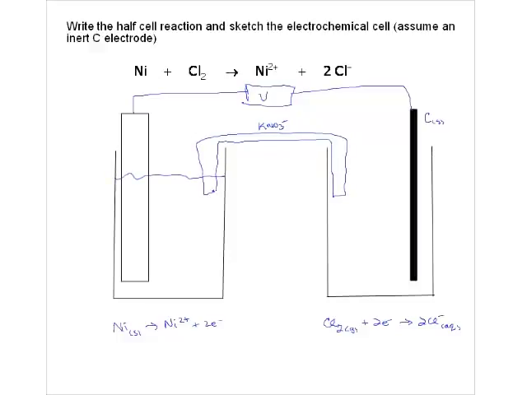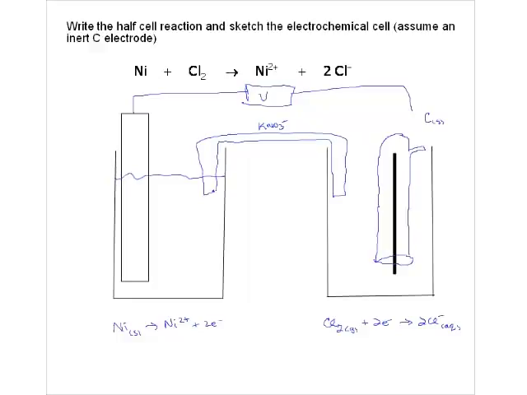Okay, now the carbon electrode, here's a different situation. We've got a gas that's going to be required to get in here. So what we do with this is we have a special little container that looks something like this. It's like an upside down test tube. And this test tube is going to be hooked up to a chlorine tank. All right?